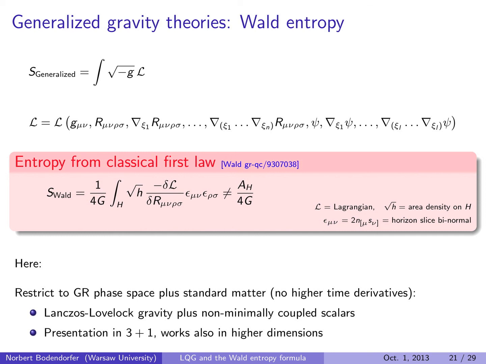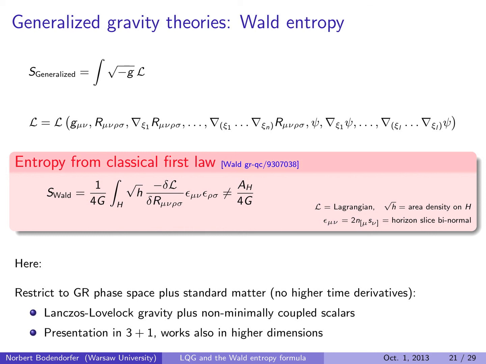So it's 1/4G times an integral over the horizon slice of the area density. But then it's modified by a variational derivative of the Lagrangian with respect to the Riemann curvature and contracted with two binormals epsilon. These epsilons are essentially the L's, so they're a product of n and s, antisymmetrized, and with them you contract this field strength tensor. Now this is in general different than area over 4G for generalized theories, and we have to think about what's happening in ILQG. So if we consider such a generalized theory, would we still get area or would we get something else? Hopefully we would get the Wald entropy.